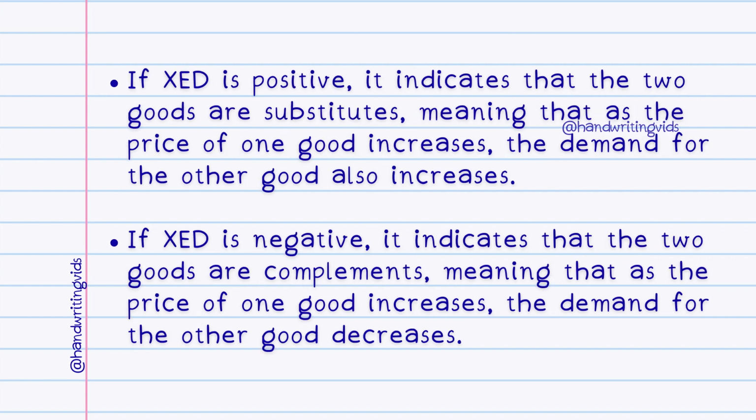If XCD is positive, it indicates that the two goods are substitutes, meaning that as the price of one good increases, the demand for the other good also increases. If XCD is negative, it indicates that the two goods are complements, meaning that as the price of one good increases, the demand for the other good decreases.